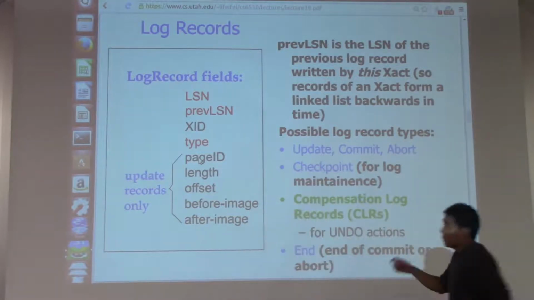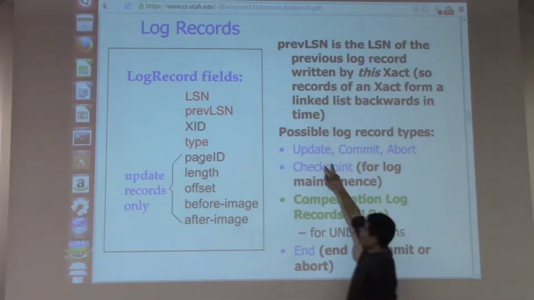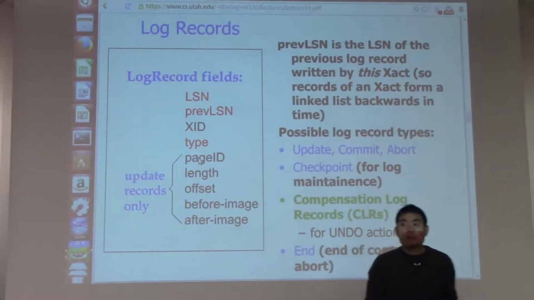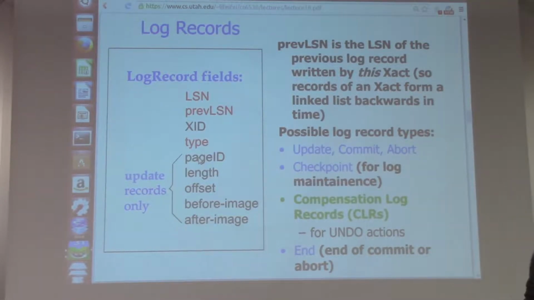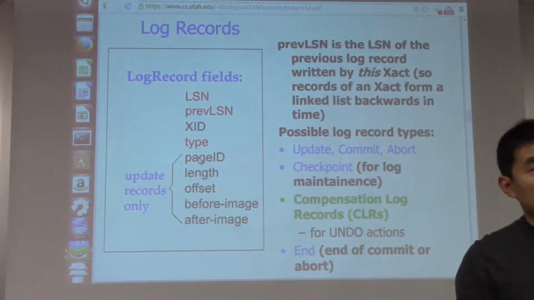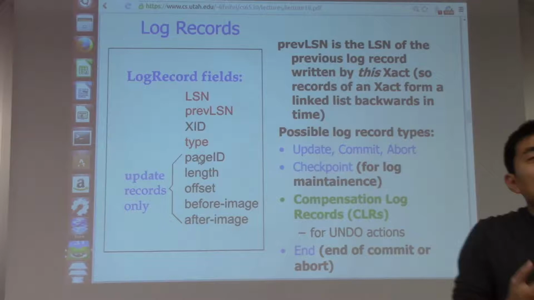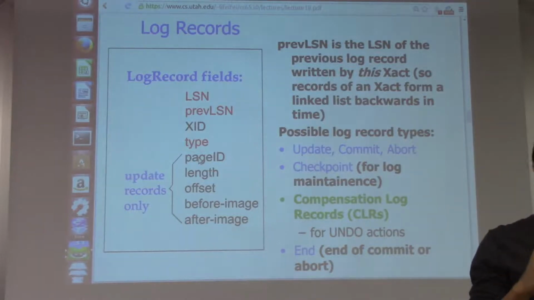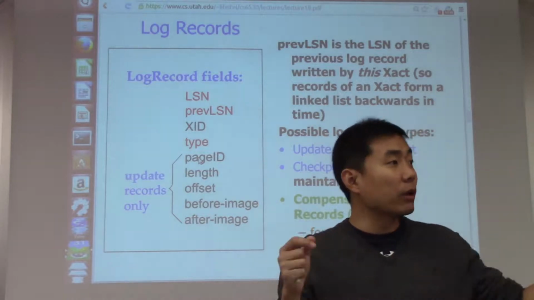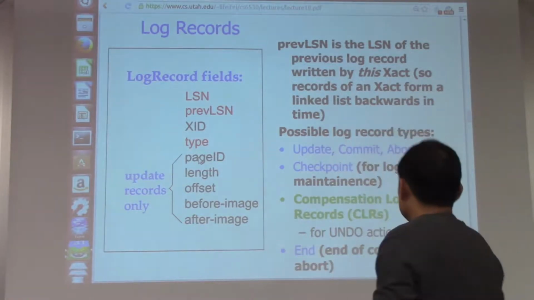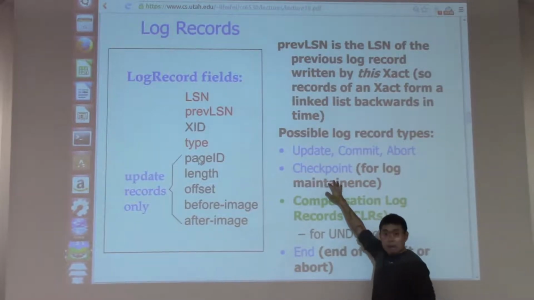Type is critical because the format I have introduced so far is mostly for the update log record. Update log records follow the format I have introduced so far. But there are other types of log record. One is commit, one is abort. Obviously, you need to remember when a transaction has committed and when a transaction has aborted. That's why we need a log record for that purpose. And we need checkpoint, which I will explain later on.